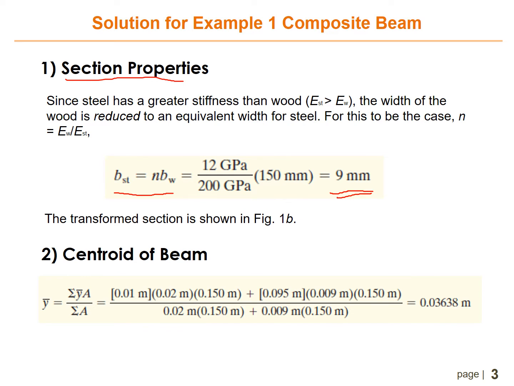The location of the centroid, the natural axis, calculated from the bottom of the section, is y bar equals summation of y bar times area divided by summation of area. So for y bar, we got that the value is 0.03638 meter.